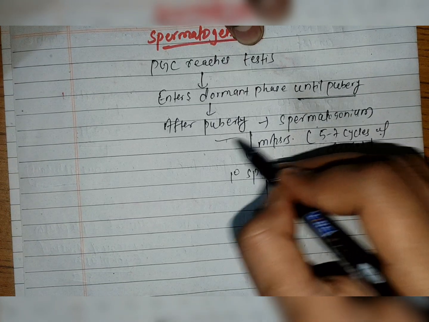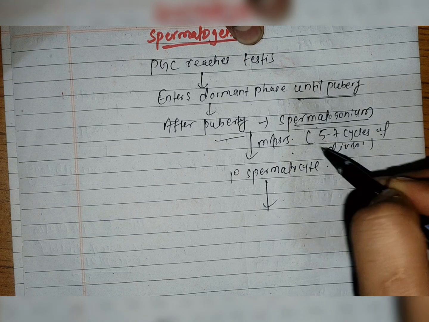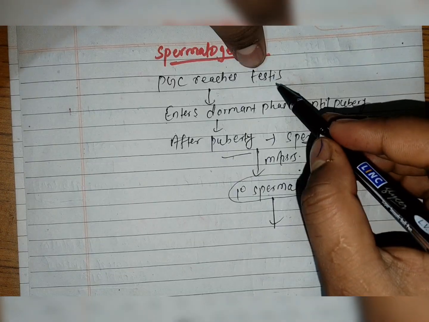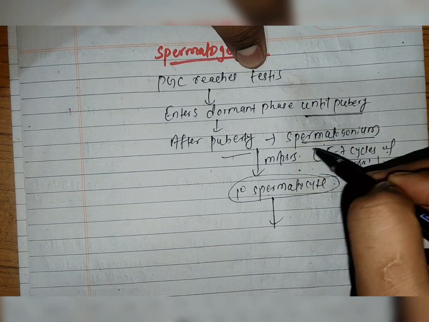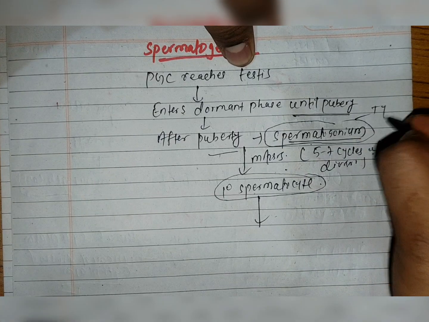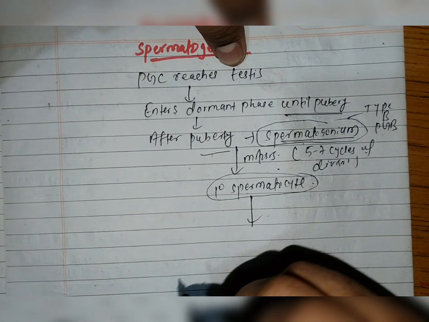After puberty, the spermatogonium undergoes mitosis and forms the primary spermatocytes. There are two types of primordial germ cells, type A and type B. The type B primordial germ cells form the spermatogonium.